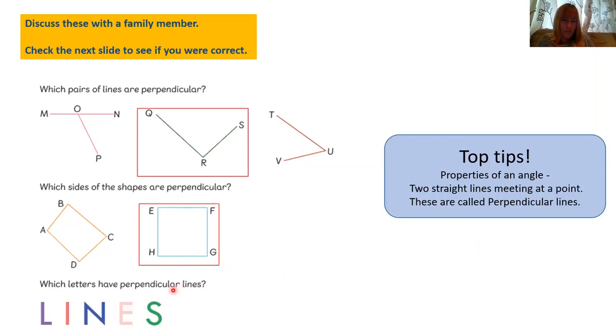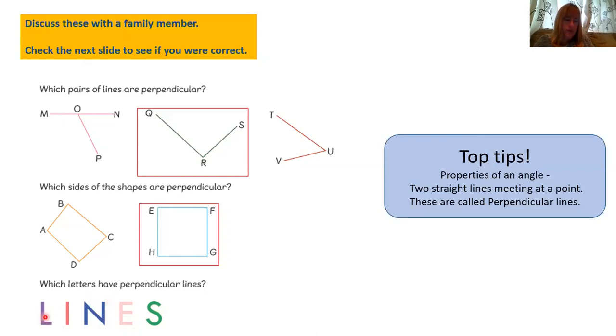Okay, last of all, which letters in the word lines have got perpendicular lines? So we're looking for letters with right angles. Straight away, I know that the S does not have any perpendicular lines. Not only does S not have right angles, it also doesn't have any angles. What about the other letters? Have a look.